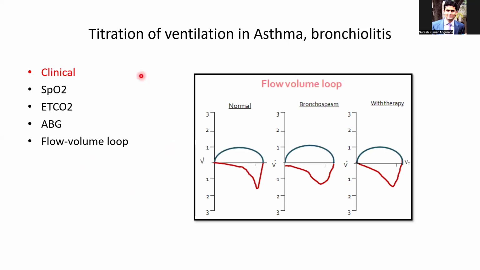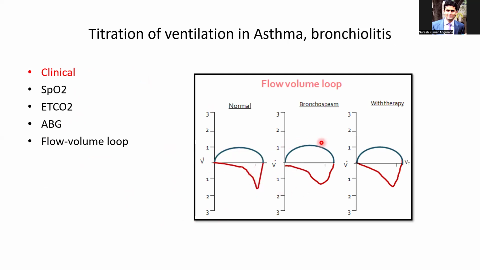So for monitoring in this condition, in addition to clinical SpO2, EtCO2 monitoring and ABG, flow volume loop monitoring is very important. So this is the flow volume loop, flow on the y-axis and volume on the x-axis. So this is the inspiratory part, and this is the expiratory part. So this is how a normal flow volume loop looks like.